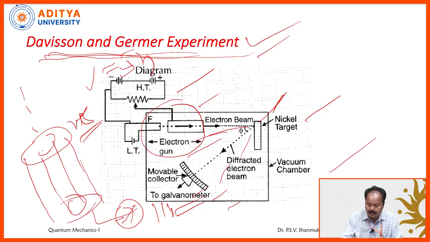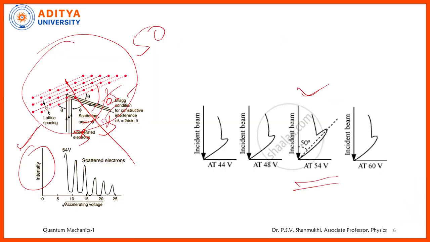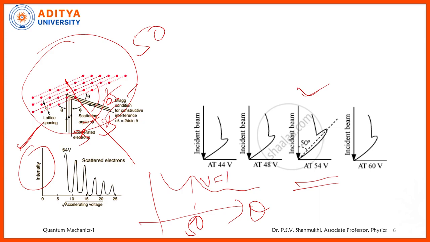You can read the angle on the circular scale, and the collector is connected to a galvanometer and grounded. When the electron beam enters, it produces a current in the galvanometer, which is a measure of the electron beam intensity. If the galvanometer current is taken on the y-axis and the glancing angles on the x-axis, you get peaks. A first order bump is observed at the angle theta equal to 50 degrees, at an accelerating voltage V equal to 54 volts.